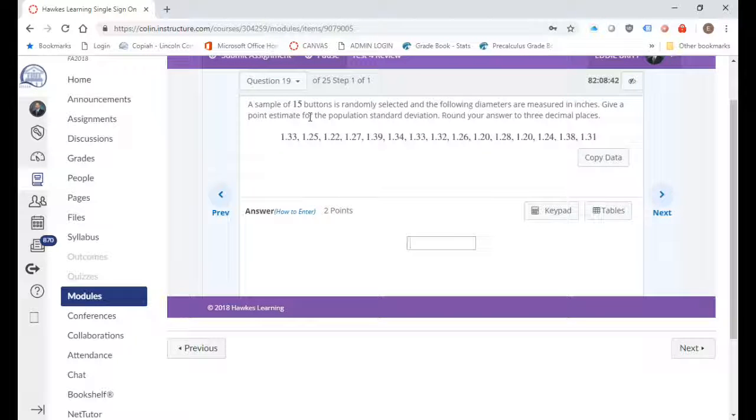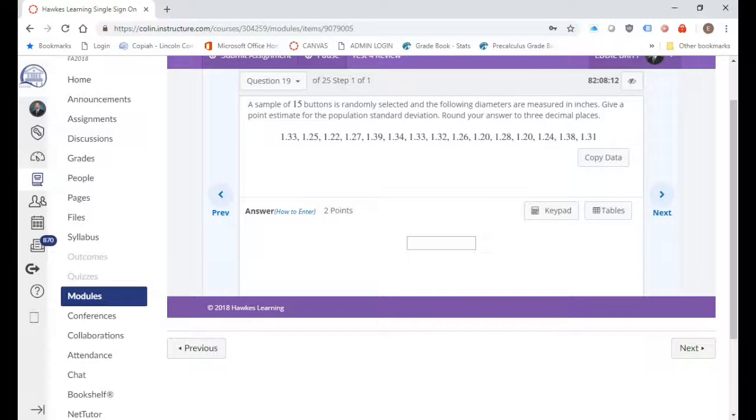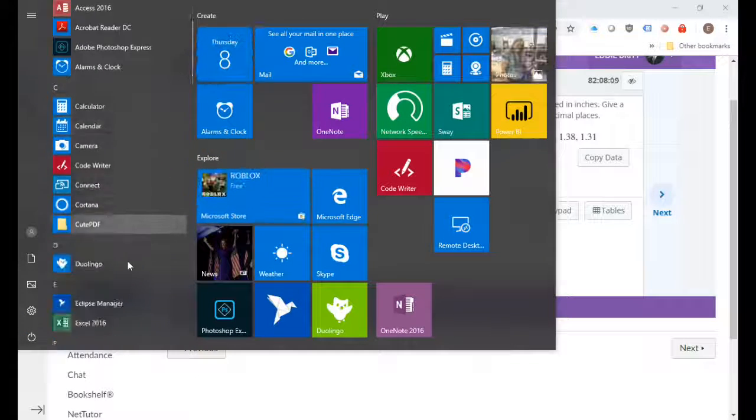All right. A sample of 15 buttons is randomly selected and the following diameters are measured in inches. Give a point estimate for the population standard deviation. Uh-oh. Population standard deviation. Do you remember how to do that? There's a good chance that that has passed you by, but this is a good time to practice. What I would do is either use a calculator or use Excel or a website to get the population standard deviation. So you just copy the data. I'm going to open up Excel. I'll show you how to use that.